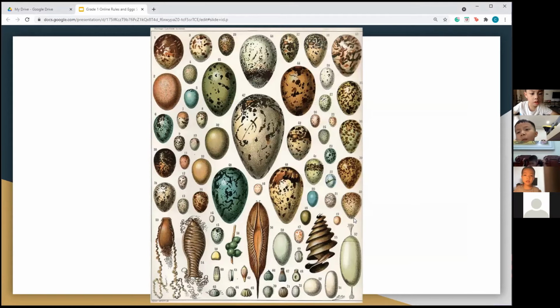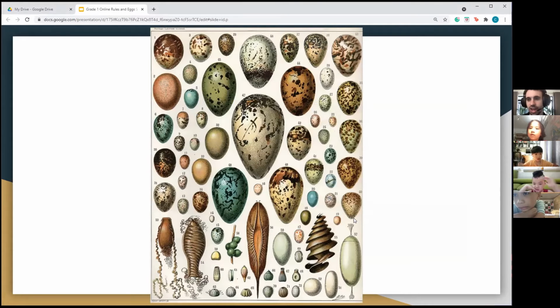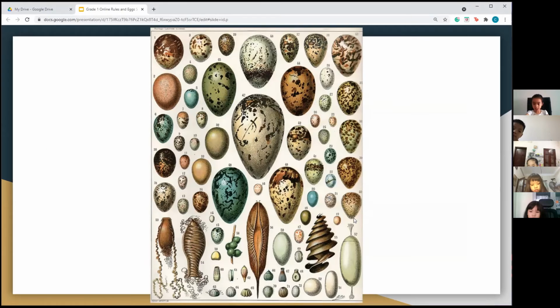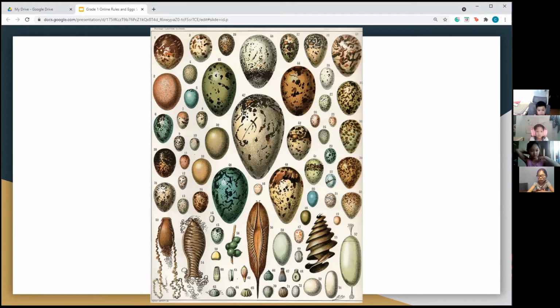Here's a picture of a bunch of eggs. These are tons of different eggs. What makes these eggs different? Not the shape of the egg. So guys, some of these eggs are from birds. Some of these eggs are from reptiles and lizards. And some of these are actually shark eggs. So there's tons of different species here.